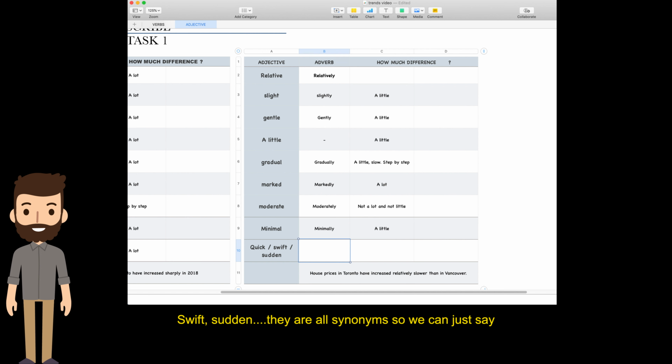Quick, swift, sudden. They're all synonyms. So we can just say quickly, swiftly, suddenly. My favorite among all these three adverbs would be swiftly. I like that. Why I like swiftly is because it's not so common. A lot of people say quickly, suddenly. Swiftly is nice. How much of a difference? A lot. There's an element of speed there, so I'm going to say fast.